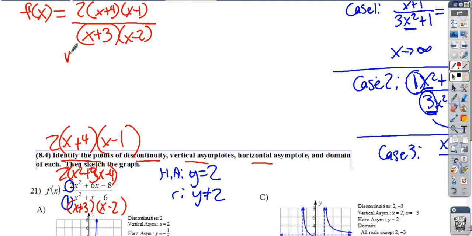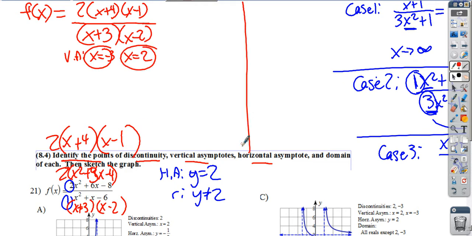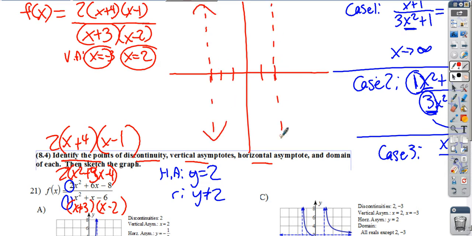So our vertical asymptotes are going to be what makes this first one 0, which is negative 3, and the second one is made 0 by x equals 2. So let's start our graph right there. We're going to have a vertical asymptote at negative 3, and also a vertical asymptote at 2. So we should actually have 3 parts of the graph here. We should have something here, and something here. Basically something on every side of the asymptotes.